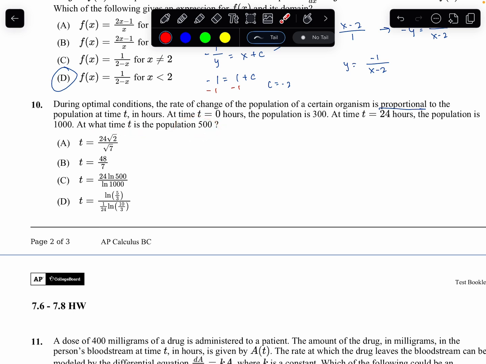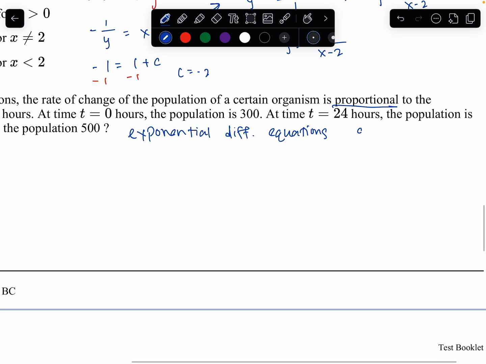So this is referring to exponential differential equations. And exponential differential equations are dy/dx is equal to k times y, and they have a solution of y is equal to some constant c times e to the kt, remembering that c is the initial value.